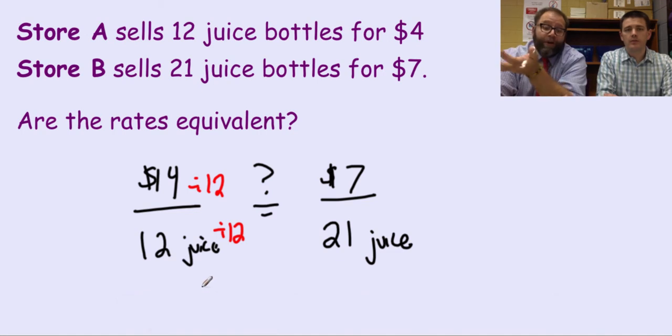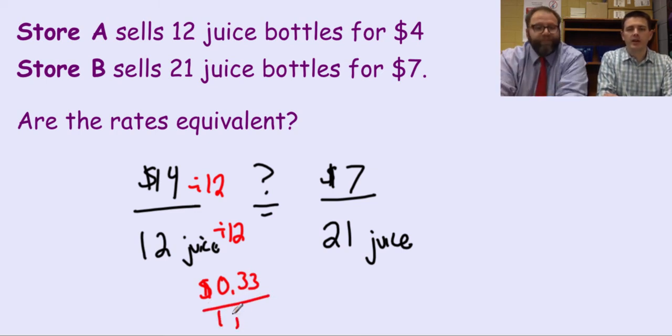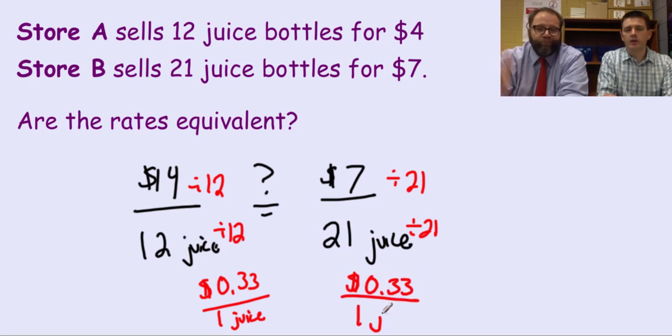And we're finding out the price of 1 bottle of juice. So our price should be 33 cents. It's going to give you 0.333333 repeating. So 33 cents per juice. Over here, we would divide them both by 21. Divide by our denominator. Remember, that's why we have calculators to help with the decimals. And we get 33 cents per juice. Who knew? Since they both have the same unit rate, we would say yes, those two are equal.